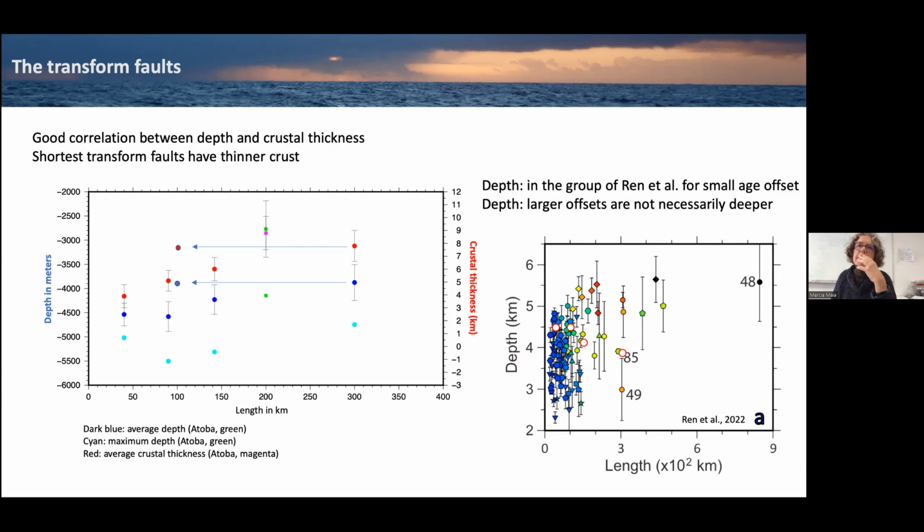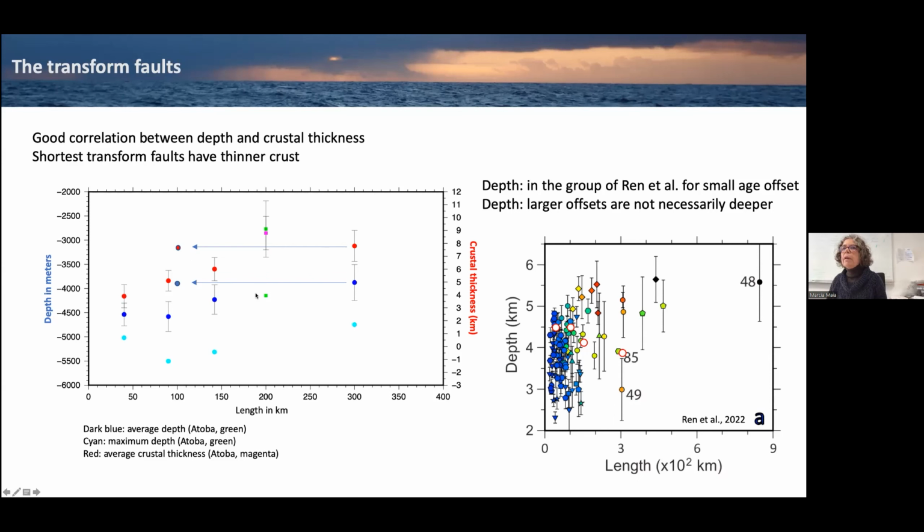If we compare, of course, transform A, if you consider the full length, which corresponds to the age contrast, it also fits this trend. I mean, it's longer, has a thicker crust, and it's shallower. And if you consider Atobá, which is here, it's something that stands completely out. It's very anomalous, of course, concerning the pattern of normal transform faults.